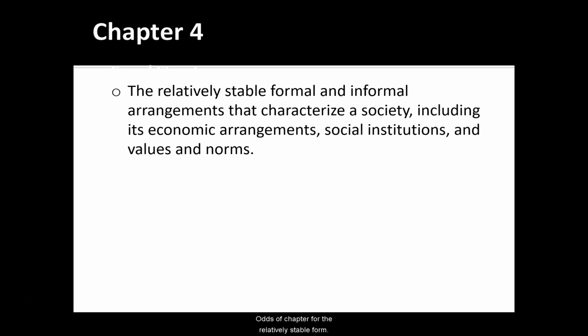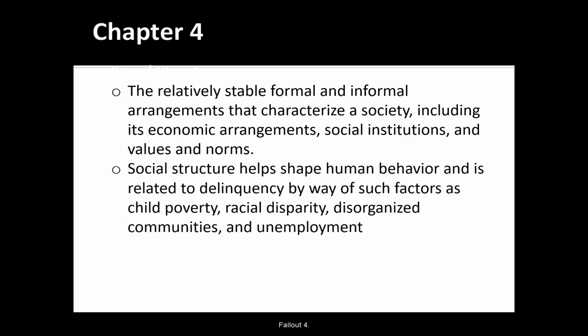All right, so chapter 4, the relatively stable formal and informal arrangements that characterize a society, including its economic arrangements, social institutions, and values and norms. So a mouthful. Social structure helps shape human behavior and is related to delinquency by way of such factors as child poverty, racial disparity, disorganized communities, and unemployment. So we're really picking apart the second causation, which is environmental in this one.